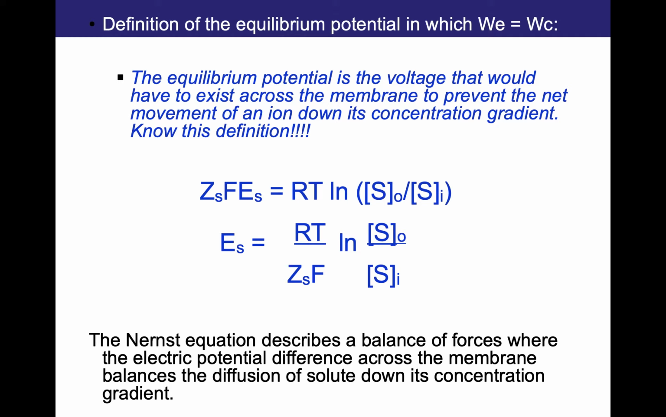And at that exact voltage, that's where the electrical work and the chemical work are equal in magnitude but opposite in direction. What is this called? This is a good definition that may be on your test. Electrochemical equilibrium. When the electrical work equals the chemical work, this is electrochemical equilibrium.